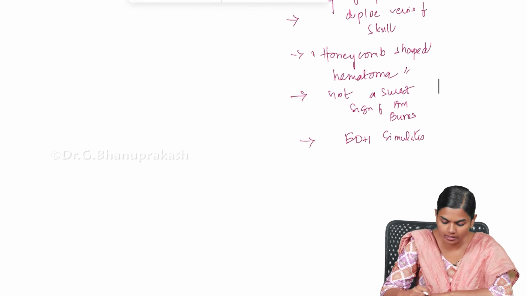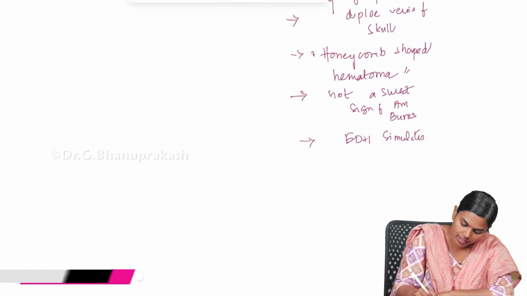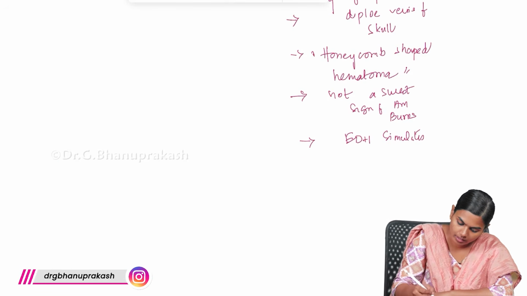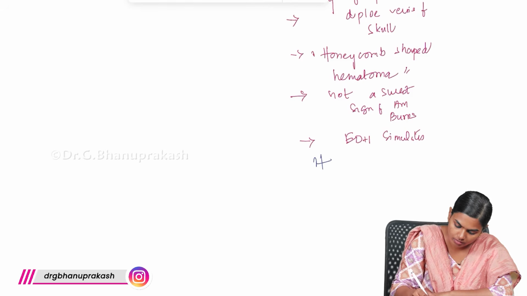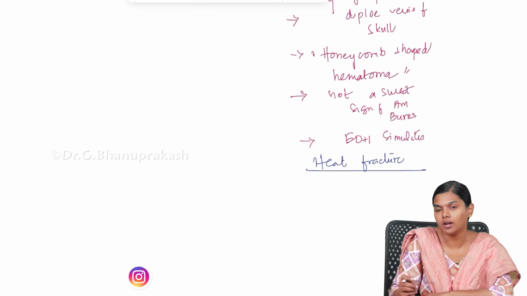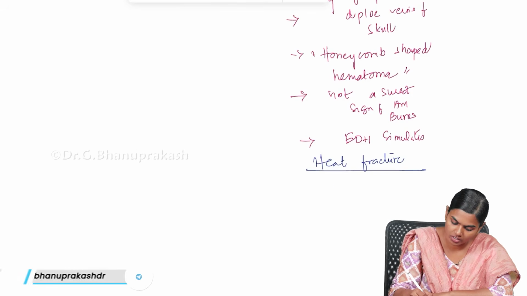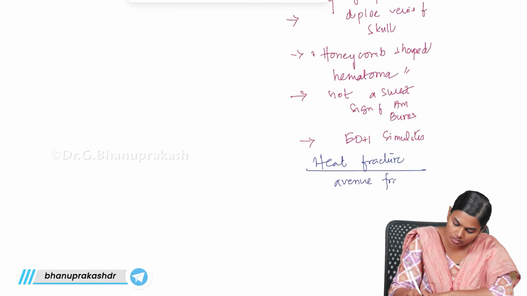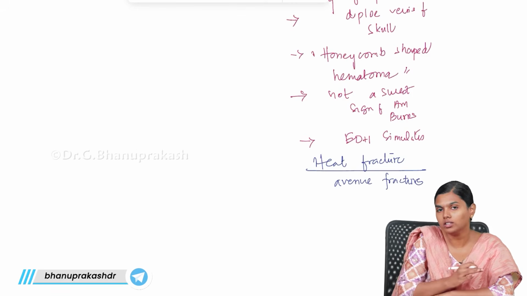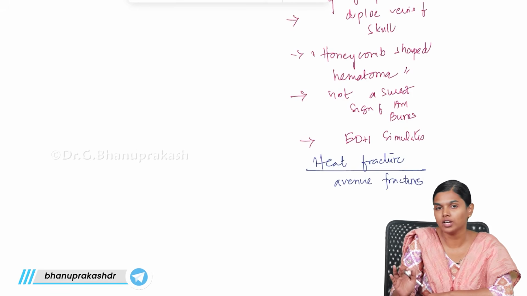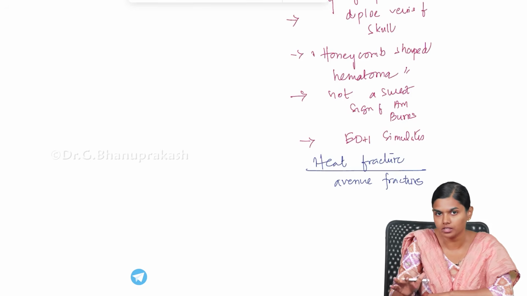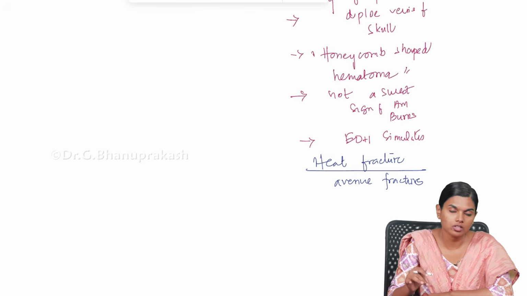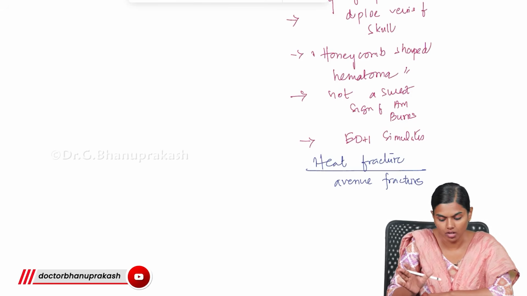Apart from that, you have another artifact, that is heat fracture. Because of extreme heat and pulling up of the muscles, there will be fracture of the bones, that is known as heat fracture, also known as avenue fracture. So, these are the artifacts, and all these artifacts do not help us to differentiate antemortem and postmortem burns. This is how it usually looks under extreme heat conditions. So, these are the normal artifacts that you usually see.